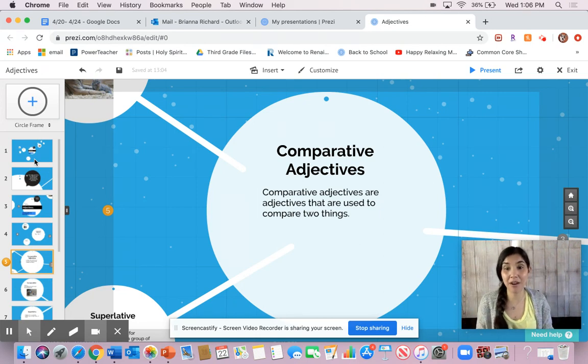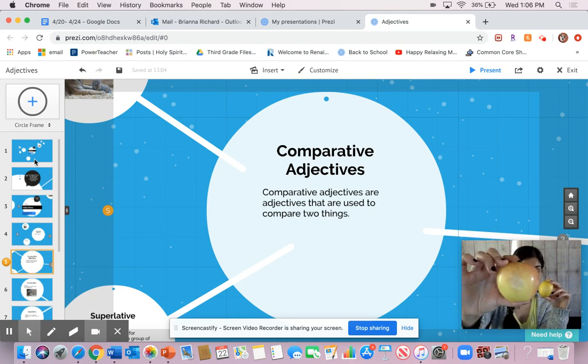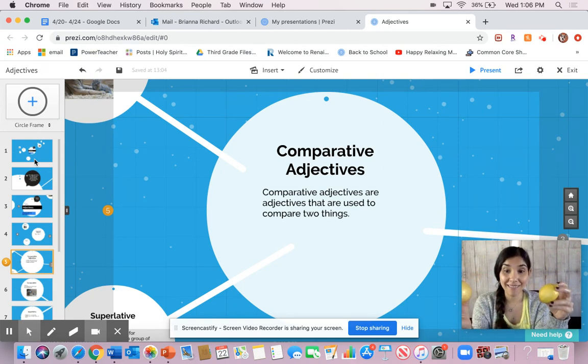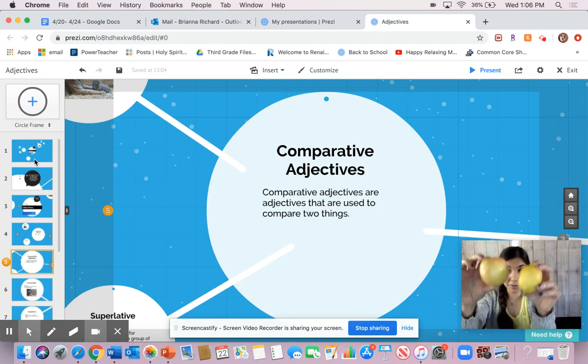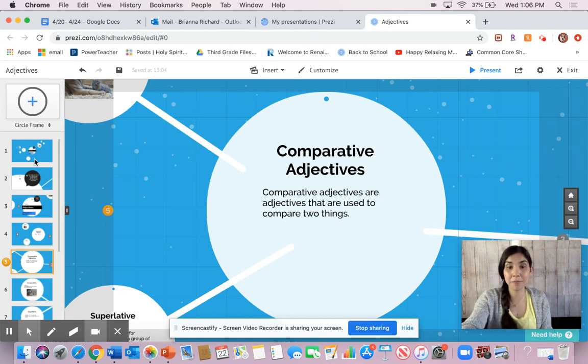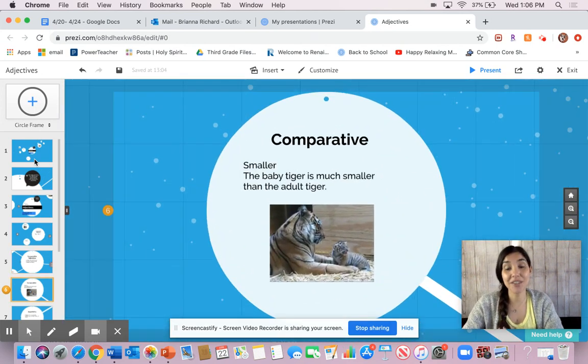Let's do another comparative example using the lemon and the apple. What about the apple is sweeter than the lemon? I'm using the adjective sweet, but I'm adding ER to be able to compare the two things and say that this apple is the sweeter one. So here's another example. Smaller. The baby tiger is much smaller than the adult tiger. We're comparing these two tigers right here, and we're saying that one is bigger than the other, one is smaller, and we're adding ER.